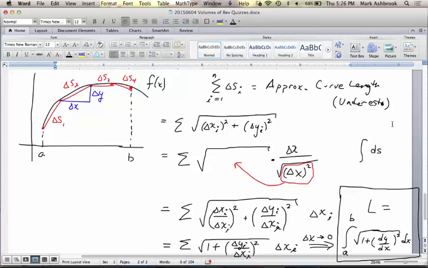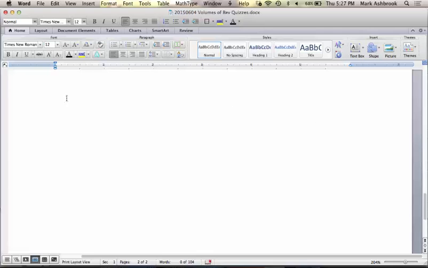Any questions? Okay, so let's look at some examples. Can I erase this? So we're going to find the length of the curve.